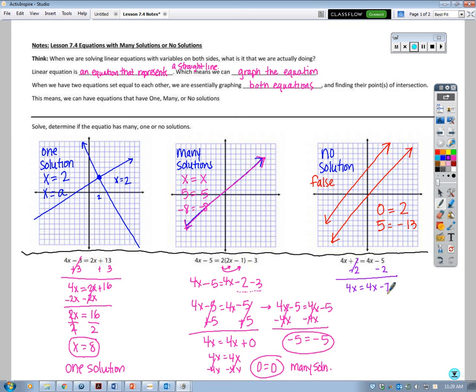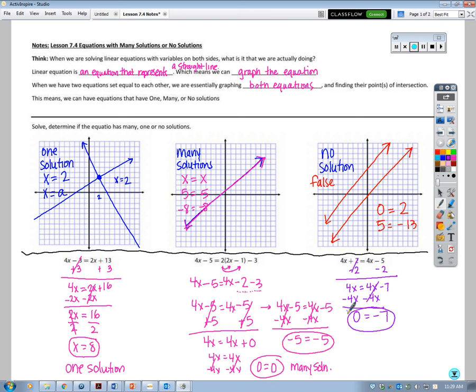Okay. Now I need to combine my variables. So I'm going to subtract 4x from this side. Remember, I can't move this one because then this side of the equal sign is empty. So it cancels out here, but it also cancels out here, right? So this becomes 0. 0 equals negative 7. Now this is a false statement. 0 will never equal negative 7.